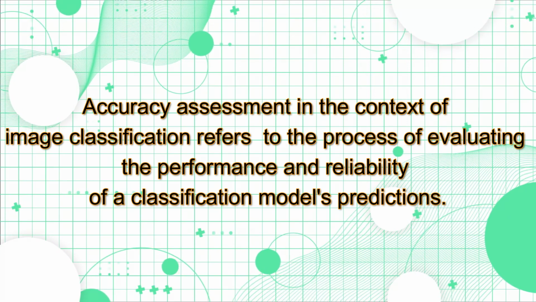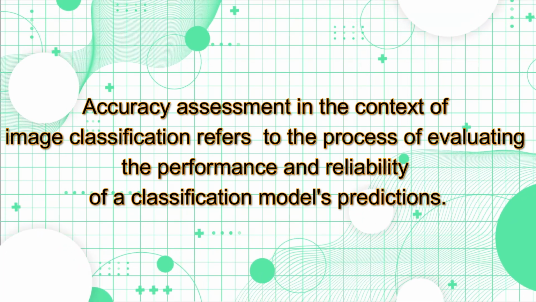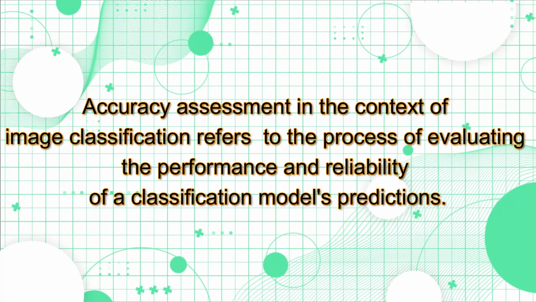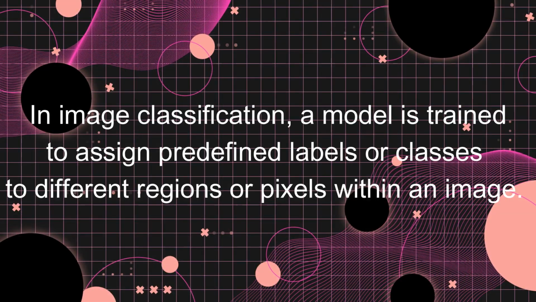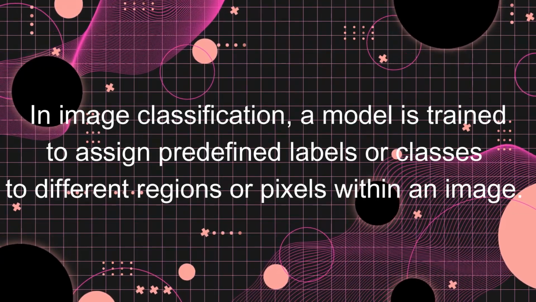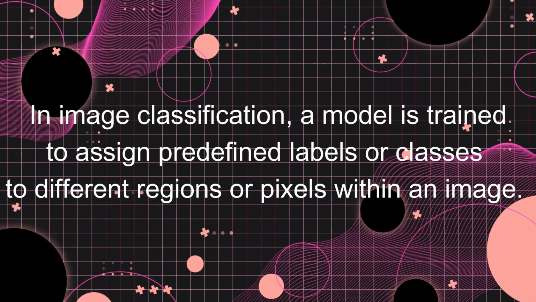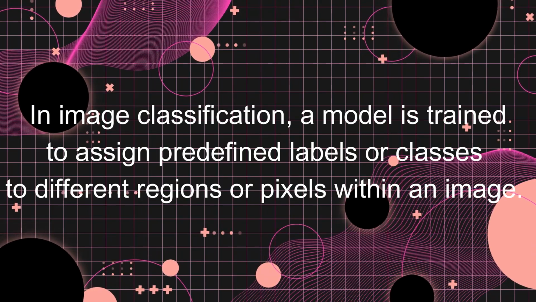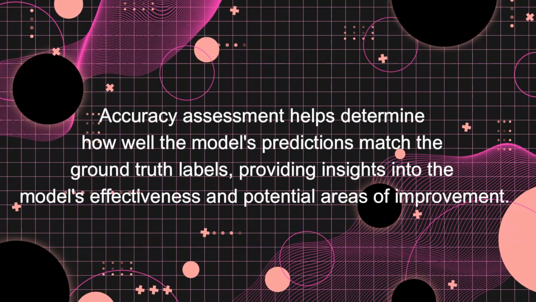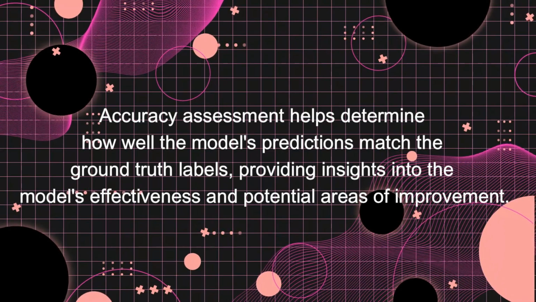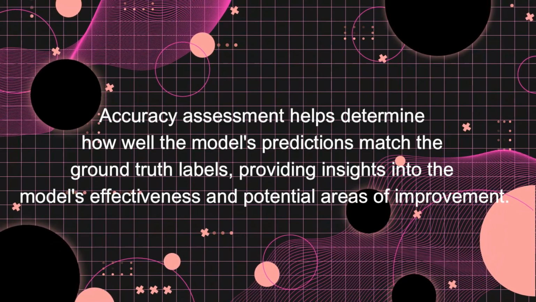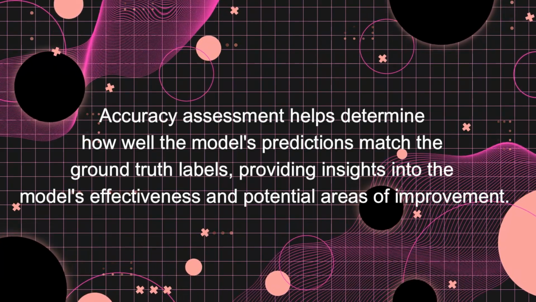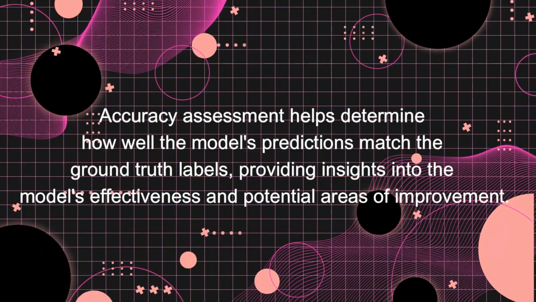Accuracy assessment in the context of image classification refers to the process of evaluating the performance and reliability of a classification model's predictions. In image classification, a model is trained to assign predefined labels or classes to different regions or pixels within an image. Accuracy assessment helps determine how well the model's predictions match the ground truth labels, providing insights into the model's effectiveness and potential areas of improvement.